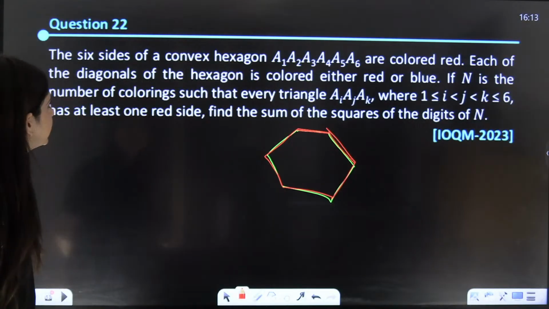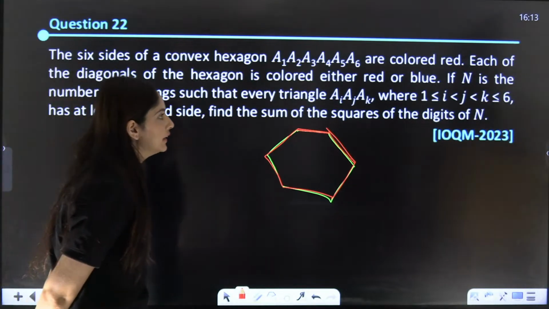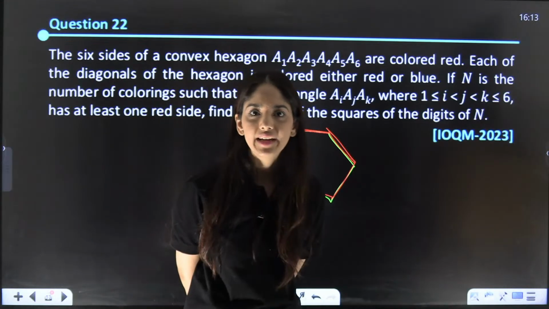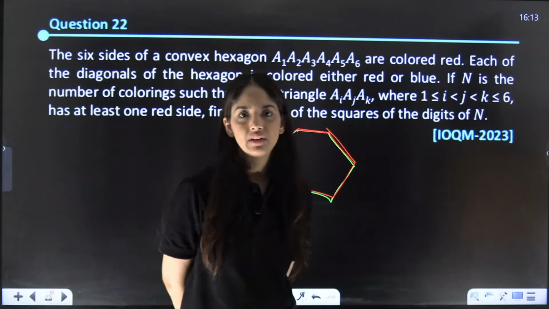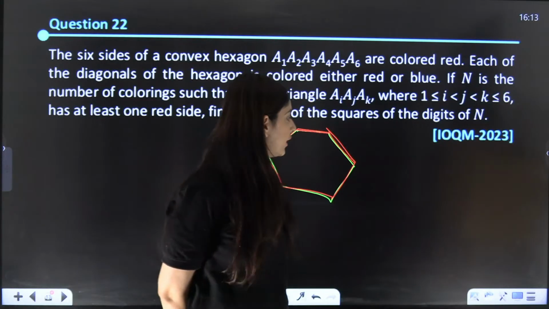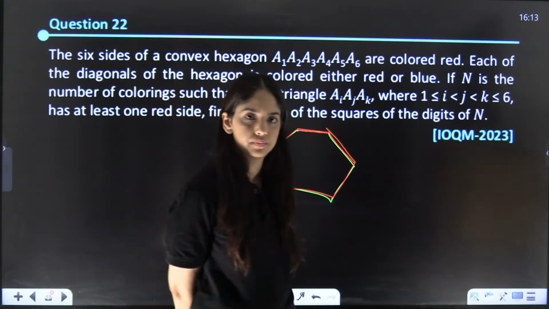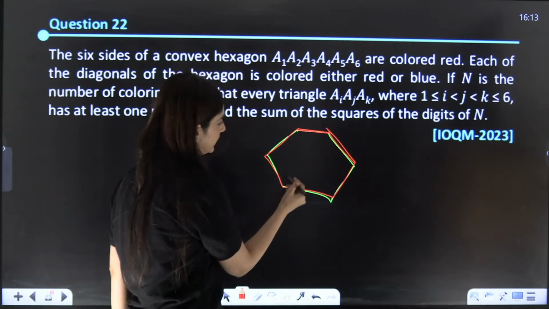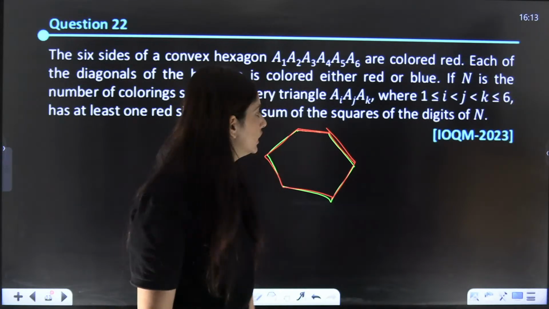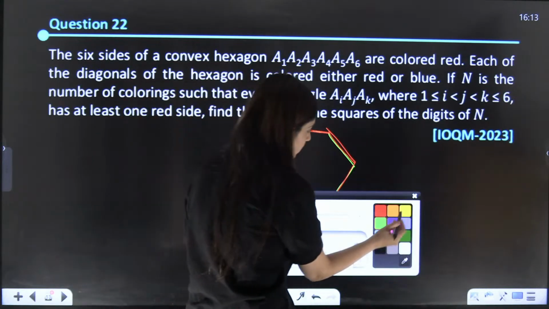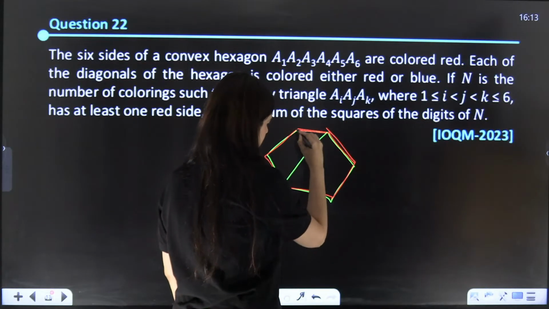Each of the diagonals of the hexagon is colored either red or blue. Diagonal means any line segment joining 2 points that are not adjacent vertices, right? So for example, this or this, these can be red or blue, right? So how many of these are there?